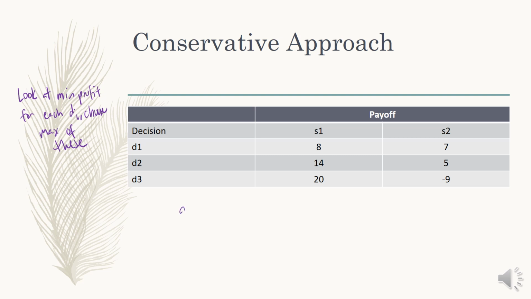So let's look at our first decision. What is the minimum of that? I'm making a little table here. For D1, the minimum was 7. For D2, the minimum was 5. And then for D3, the minimum was -9. Once you have that, we're going to choose the largest. Looks like the largest here is 7, which corresponds to D1.